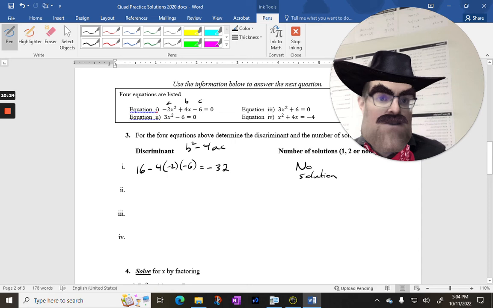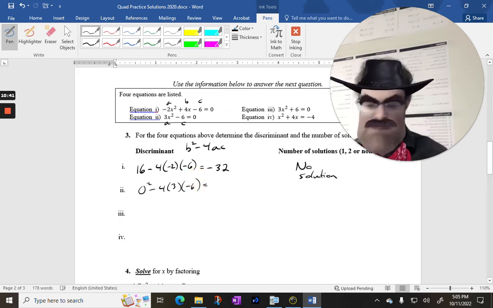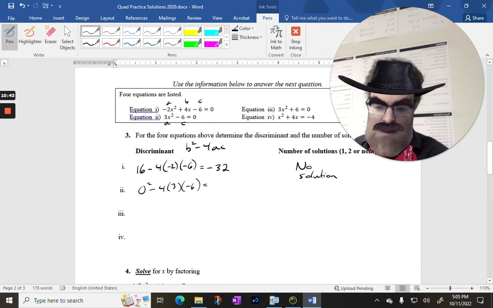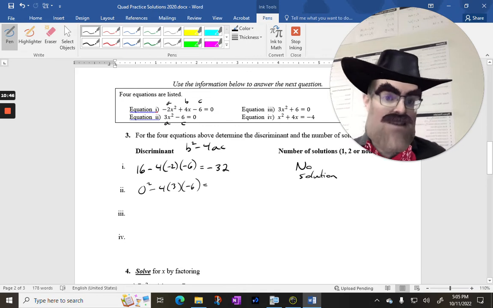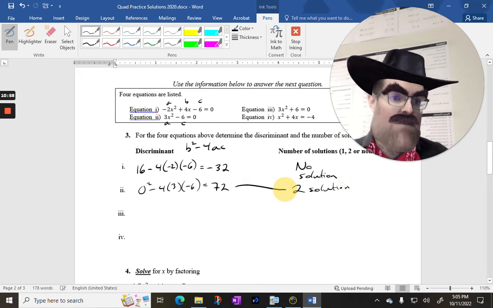Question 2. Okay, so for 2, we have an a, we have a c, but you notice the b is the one that's in front of the x. So if you don't have a b, we just assume it to be 0. So this technically is 0 squared minus 4 times 3 times negative 6. And what we get here, if I can do this correctly, is positive 72, because there's 2 negatives in there. Because it's a positive number, there are 2 solutions to this one. Okay, let me just put an arrow here.